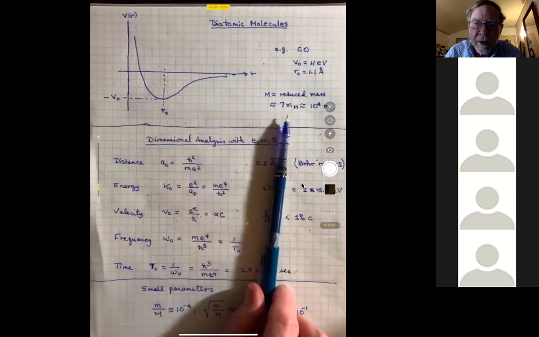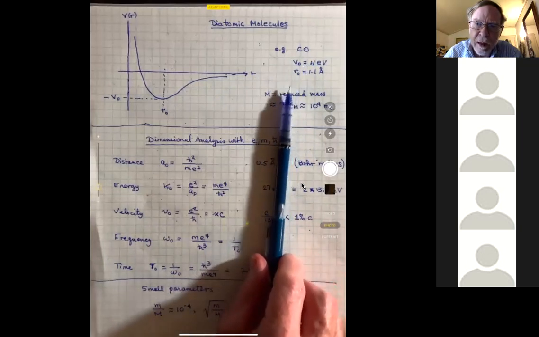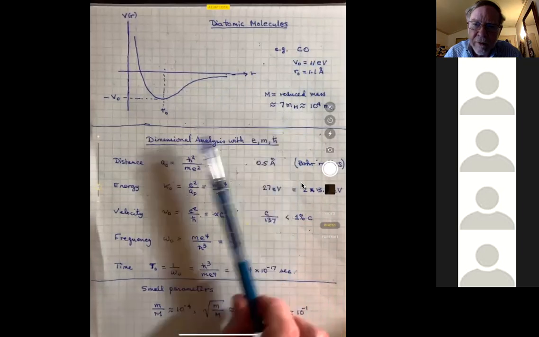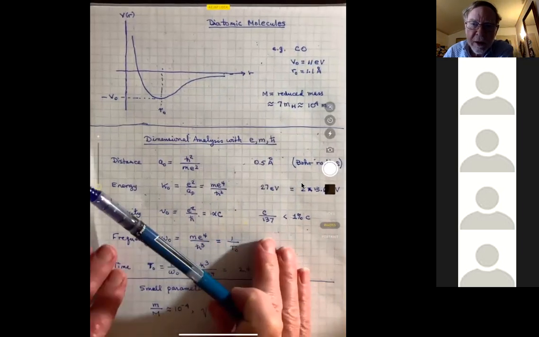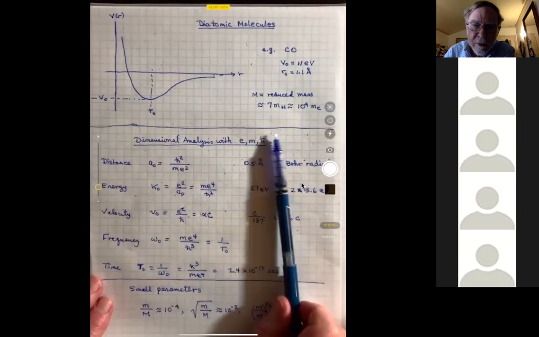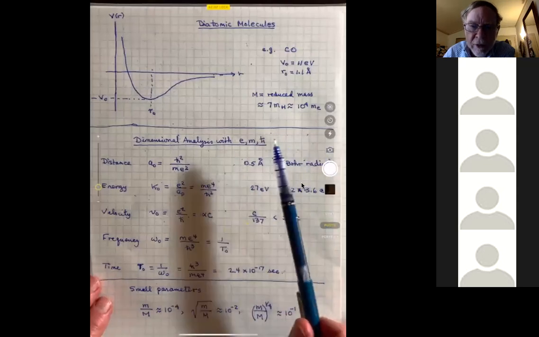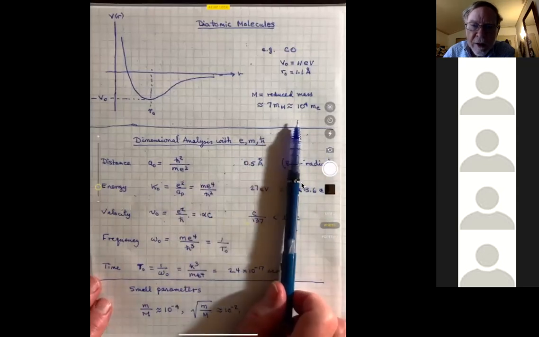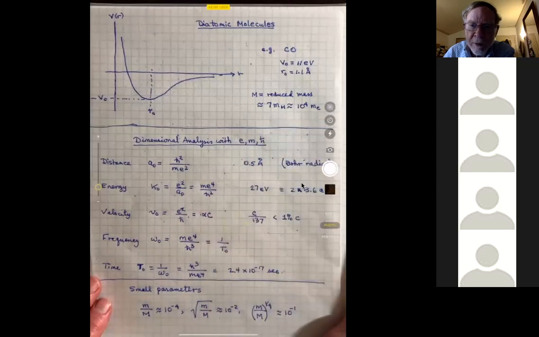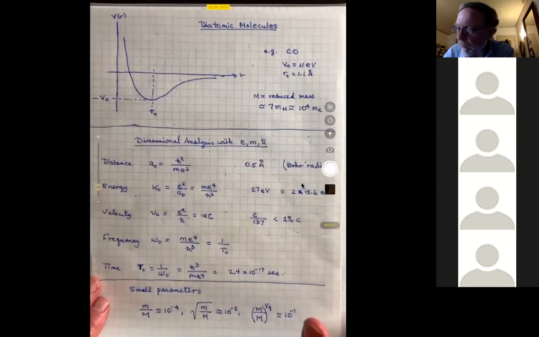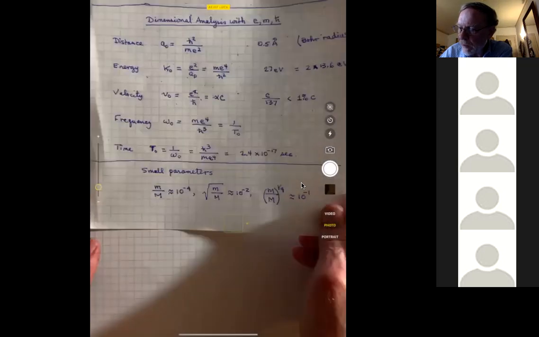The reduced mass of these 2 atoms, in this particular case, in CO, is about 7 times the mass of hydrogen. In other words, about half of the average mass of the carbon and the oxygen. And that's about 10 to the 4th times the mass of the electron, m sub e. So this 10 to the 4th is a large parameter in this problem, or if you turn it around, it's a small parameter. And we'll see it arising in various contexts here.